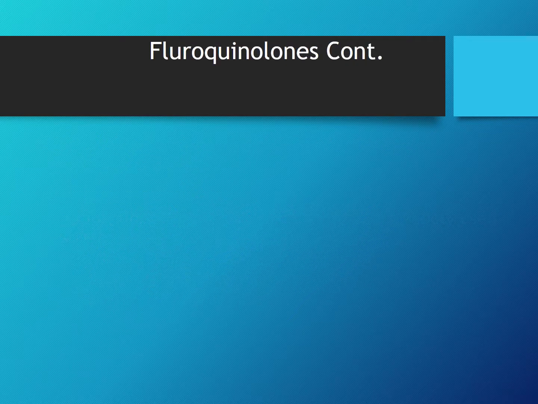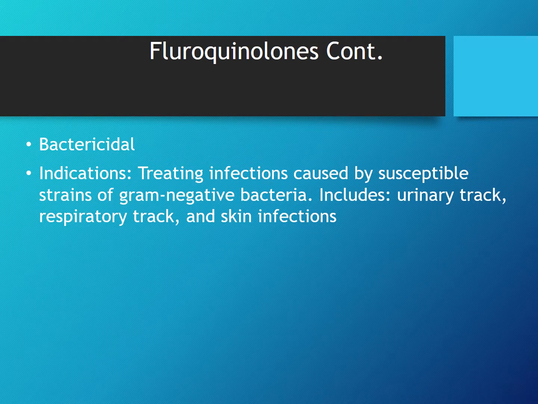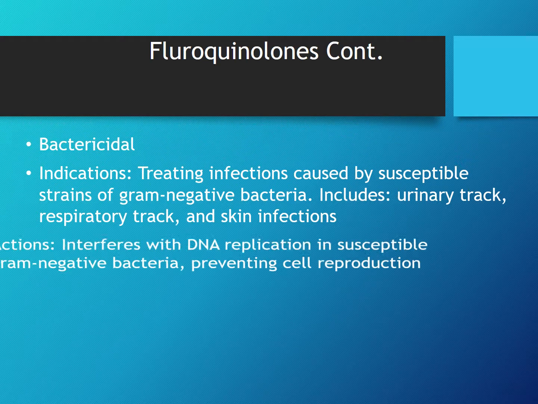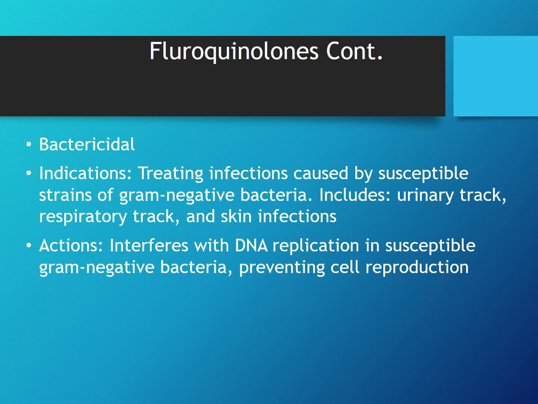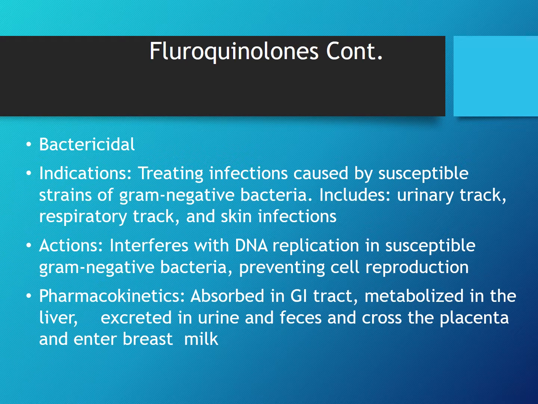So when we're looking at fluoroquinolones, they are bactericidal. Their indications are for gram-negative bacteria, particularly urinary tract, respiratory tract, and skin infections. They interfere with the DNA replication process and prevent cell reproduction. They are absorbed in the GI tract, metabolized in the liver, excreted in the urine and feces, cross the placenta, and can also enter into breast milk.